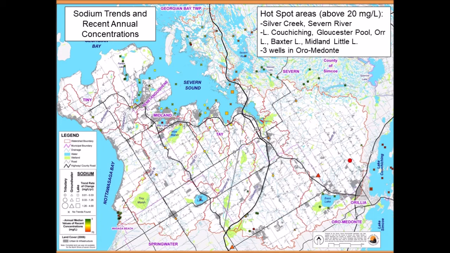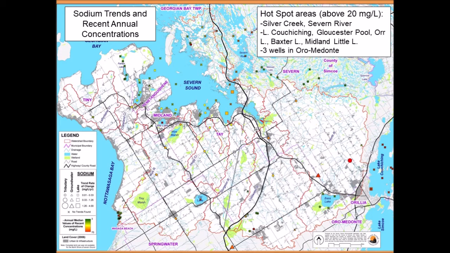So we'll get into results here and start with sodium trends and recent concentration values. The map you're looking at here, each symbol shows a site where we have sodium data. You'll notice the red watershed boundary lines as well. The shape of the different symbols indicates whether it's a tributary or river site. The triangles indicate groundwater sites, and the squares are the lake sites.